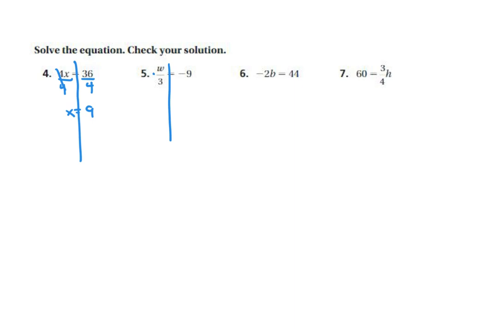W divided by 3. So we'll multiply both sides by 3. 3 divided by 3 is 1. 9 times 3 is 27, and a negative times a positive is a negative. We'll divide by negative 2. Negative 2 divided by negative 2 is 1, so we're just left with B. 44 divided by 2 is 22, and a positive divided by a negative is a negative.